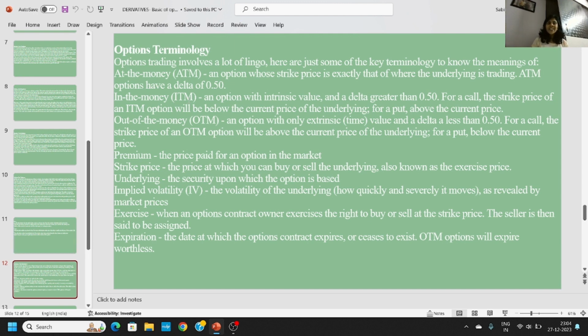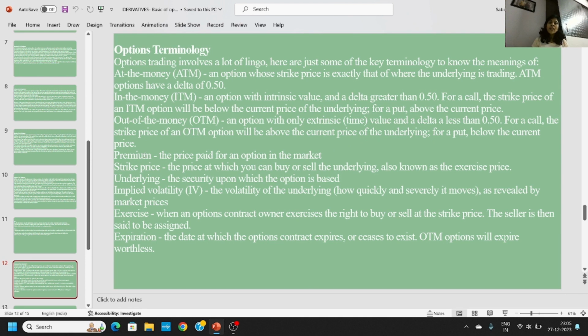ITM. Out of the money: if the market is at 21,620 but I am buying an option for 21,700, that is out of the money, meaning the option will only have extrinsic time value, and the delta will be less than 0.5 for the call. So the strike price of an OTM option will be above the current price of the underlying. So that is in the money, at the money and out of the money.